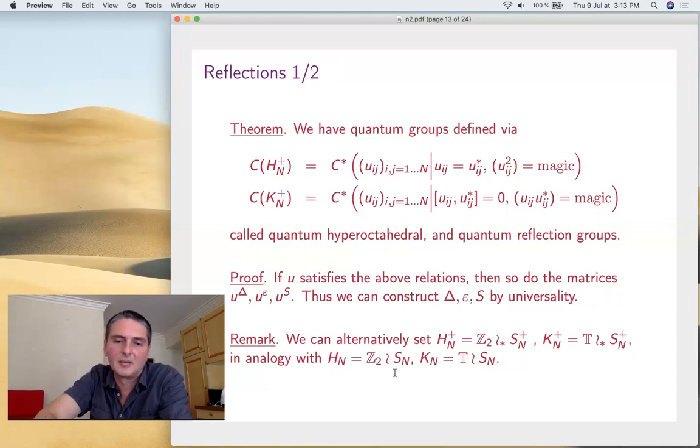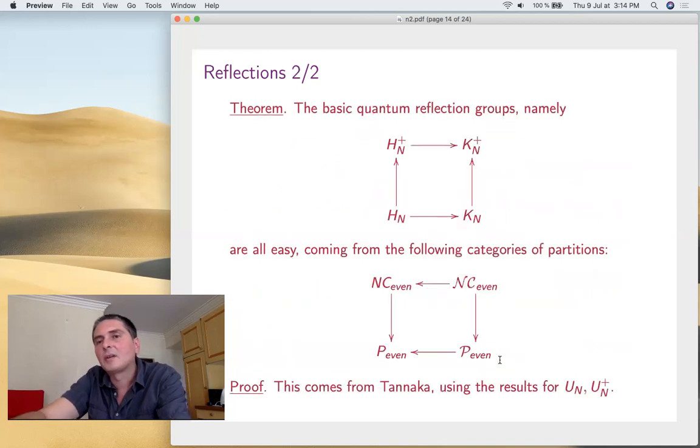And alternatively, well, you have this free product decomposition. You can define them by using some kind of free product with Sn plus, but you need both in practice. So this is equivalent to this. We'll need both. Now, what can be said about these things? Once again, they are easy and they come from partitions with even blocks. Even means each block must have an even number of elements. So once again, partitions, matching, non-crossing matchings. Once again, Tanaka.